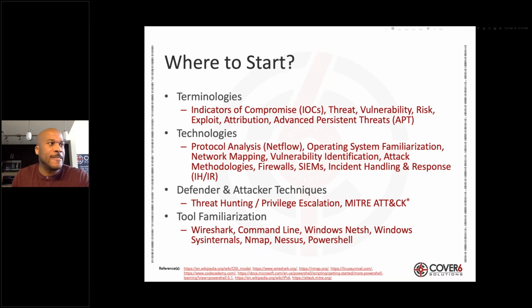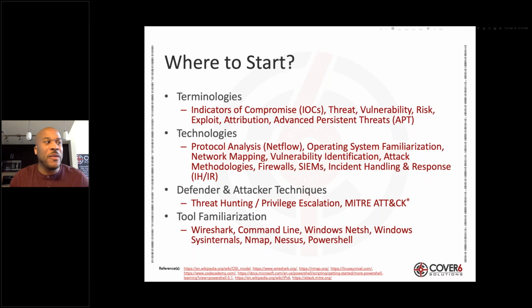The attack techniques, the MITRE ATT&CK framework. Definitely go and take a look at that. That is a really, really great resource for all of the different types of attack mechanisms that are out there.